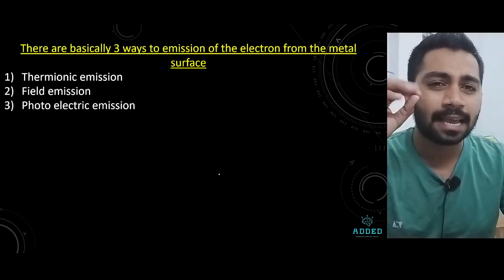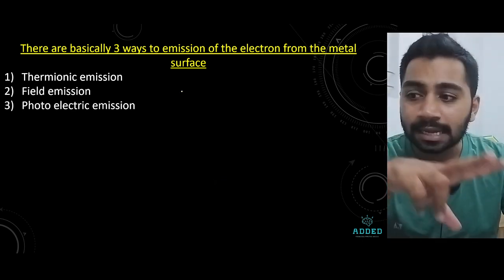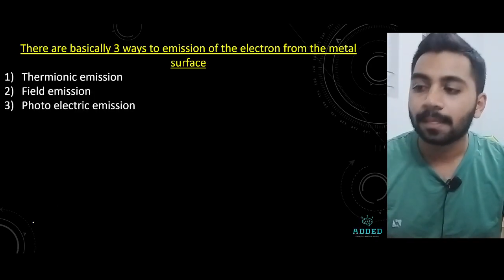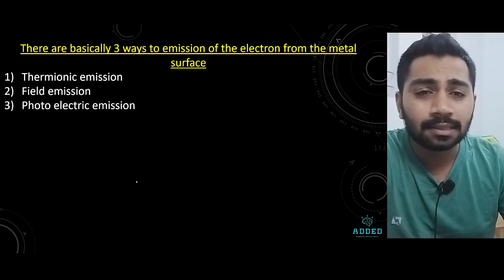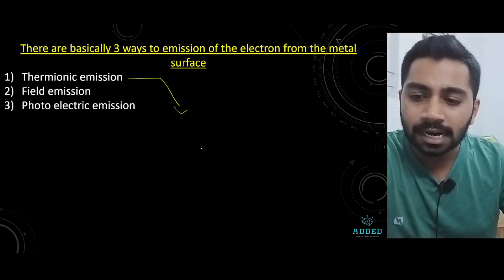Basically, this electron emission can be carried out by three methods. First, thermal emission. Second, field emission. Third, photoelectric emission. See, thermal emission is very simple.